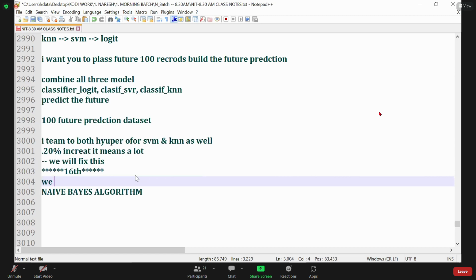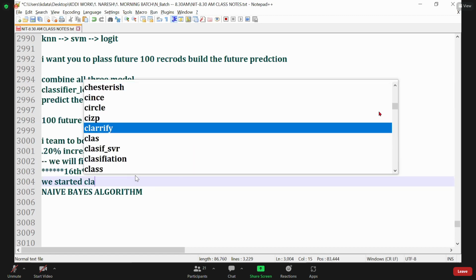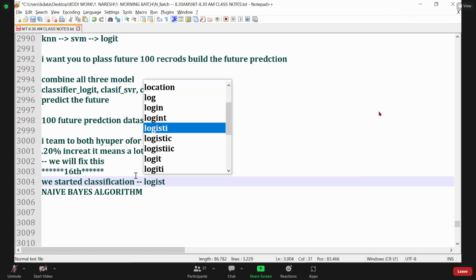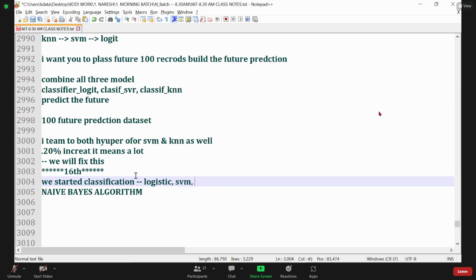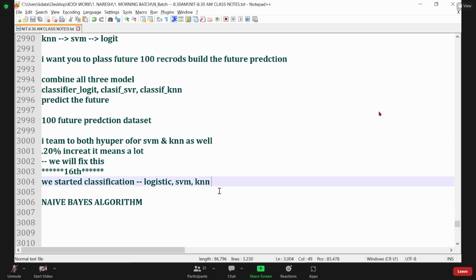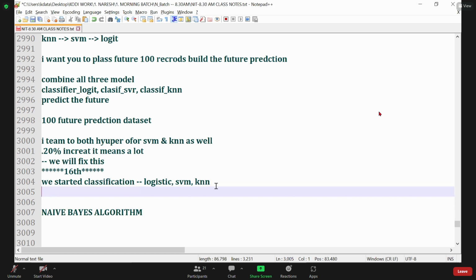Okay, so we started classifications, guys, and in classifications, we completed logistic, SVM and KNN. We are done, yes or no? So three algorithms we completed first. You hear me? Good. Okay. So logit we got 92, and SVM we got 95, and KNN also we got 95.